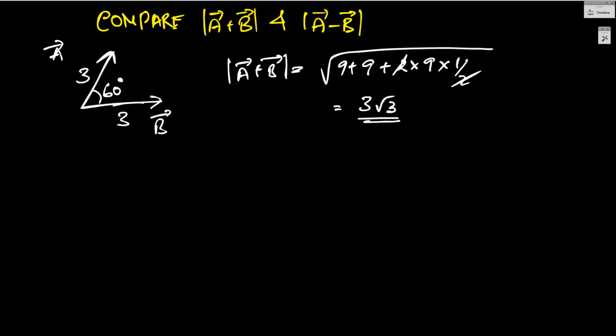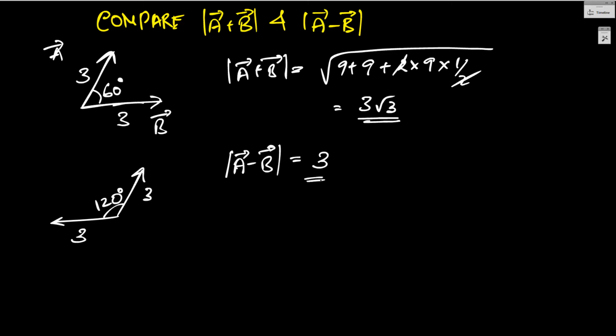What if I asked you what is A minus B? Well, you flip one of the vectors. We are going to flip vector B, so we're going to do 3 here and 3 here. This would be 120 degrees. You use the formula and you will see this answer is just 3 units. Notice that in this example, A plus B is bigger than A minus B.